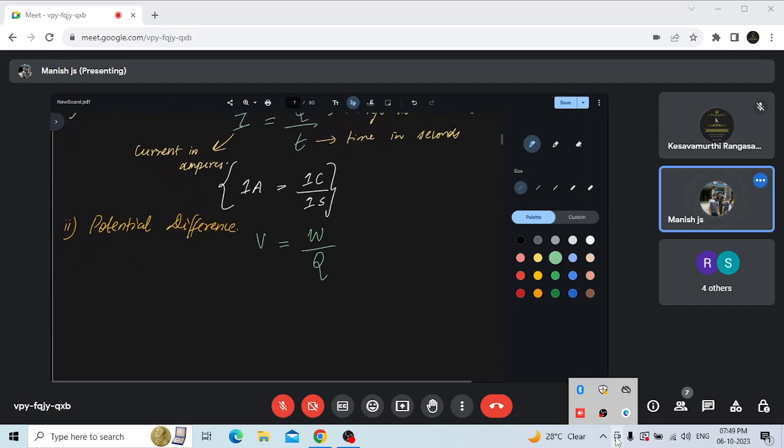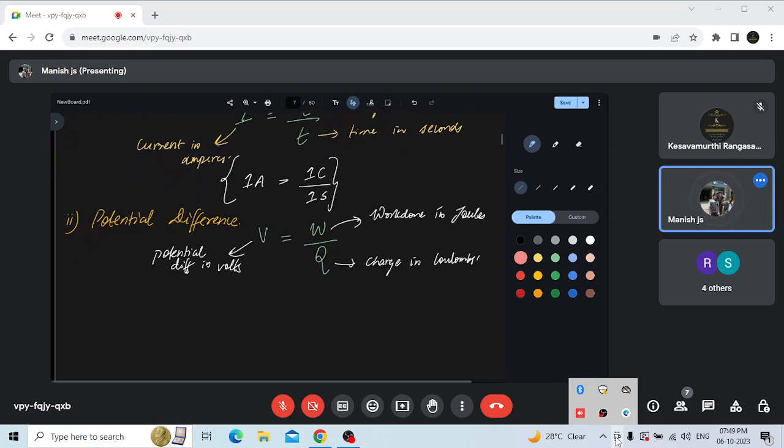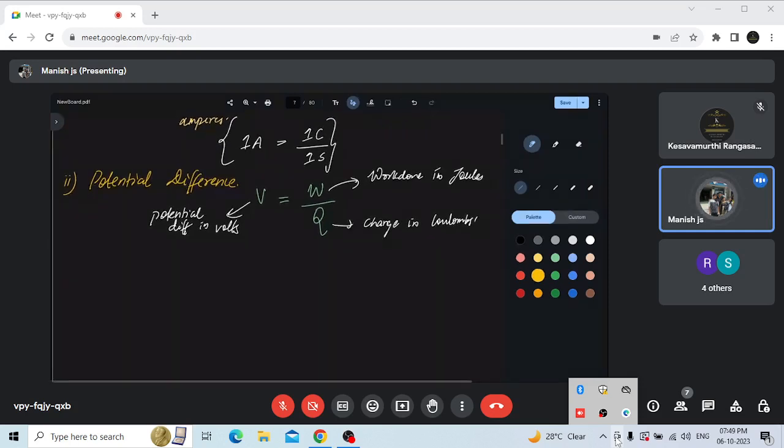Very important. Now, what is V? V is your potential difference in volts. And what is W called? Work done, sir. Yes, that is work done in joules. And Q is charge in coulombs. That's it. Okay, this is about potential difference. All right. Next, third one.